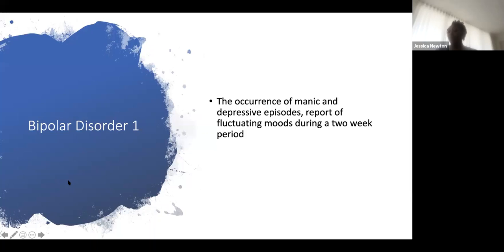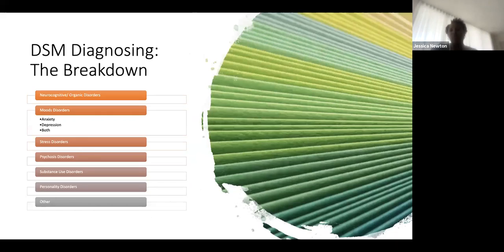So when I think about bipolar, getting back to those initial questions of, how are we breaking down this DSM? Under mood disorders, do we have anxiety? Do we have depression? Or do we have a little bit of both? If we have a little bit of both, then we're looking at a bipolar disorder.